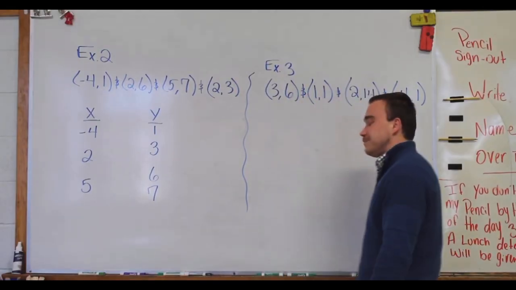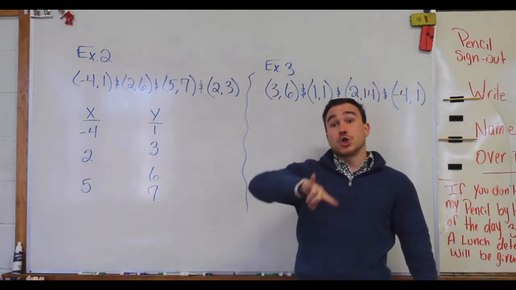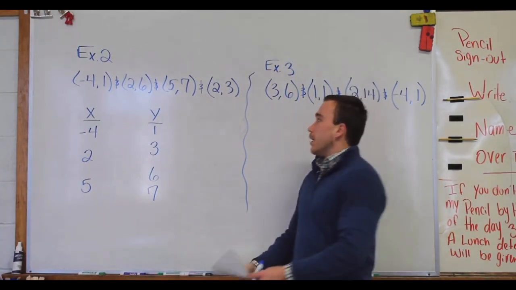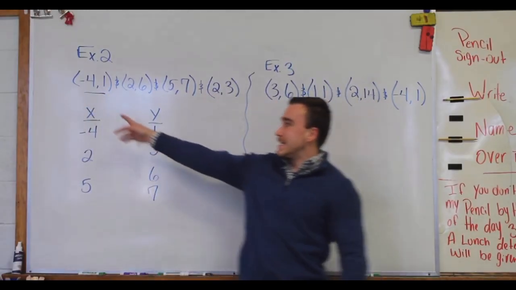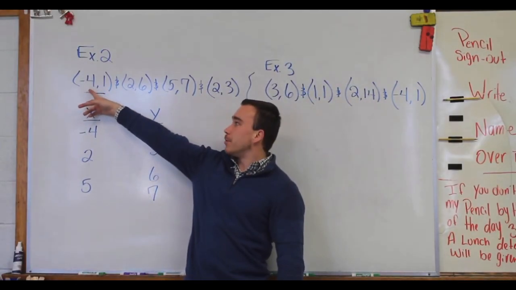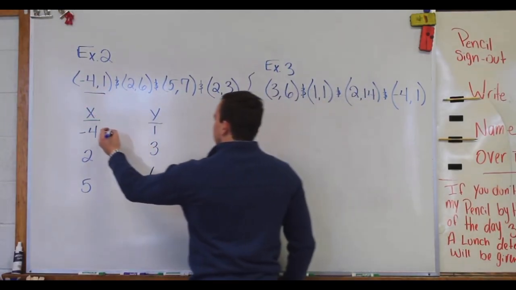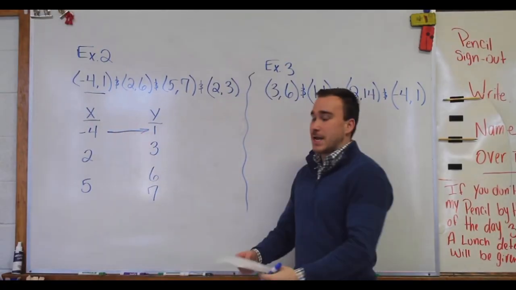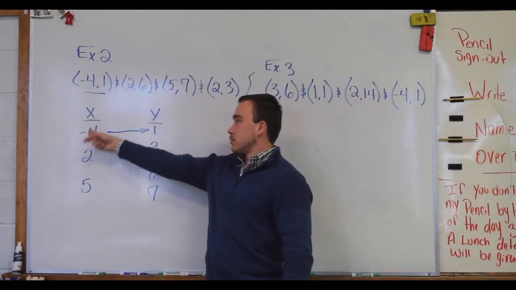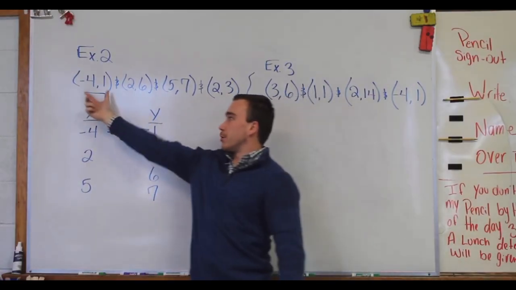Alright, so now we just got to draw our arrows. We got to do the arrow from our input to the corresponding output. In this ordered pair, our input is -4, our corresponding output would be 1. So we need an arrow going from -4 pointing to 1. That's just saying if we input -4, we're going to get our output of 1. We just get that from our ordered pair.